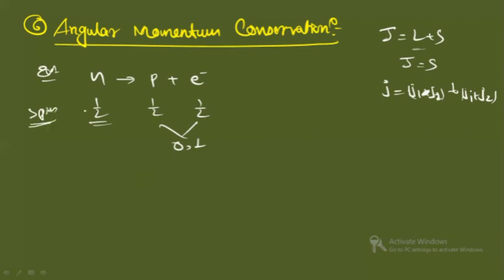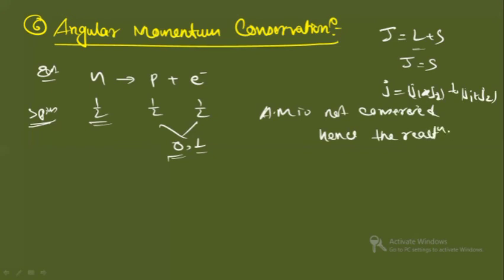Now, when you check the angular momentum conservation, on the left hand side you have spin half, and on the right hand side the resultant is 0 and 1. So there is no half on the right hand side. That means one value of J must match with the other side, but here it is not matching. That means the angular momentum is not conserved, hence the reaction is not allowed.